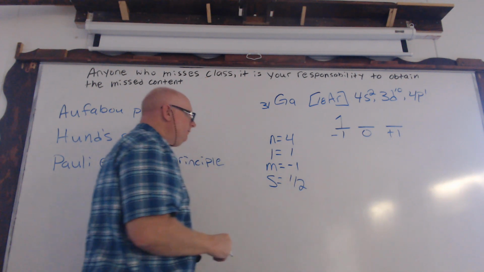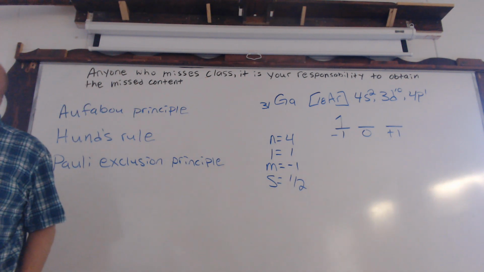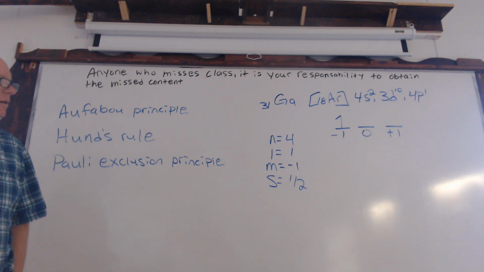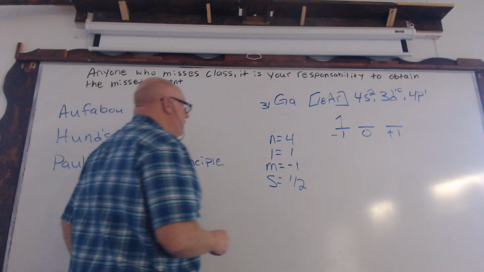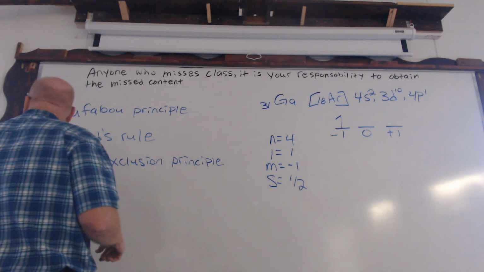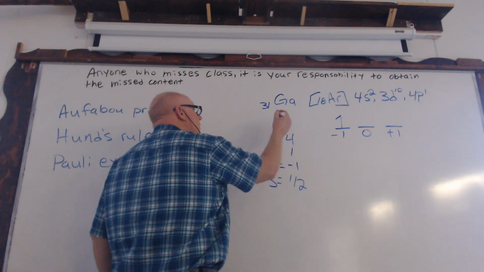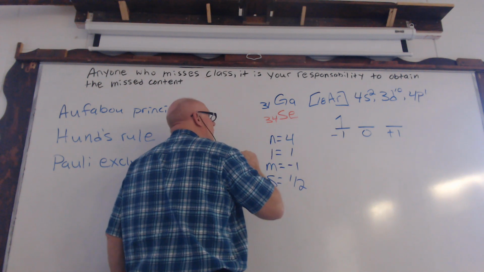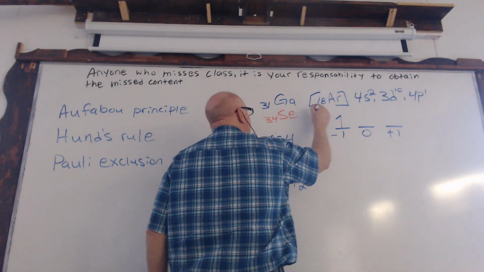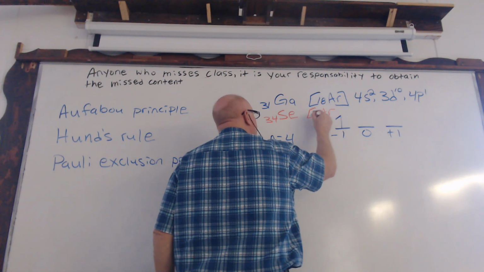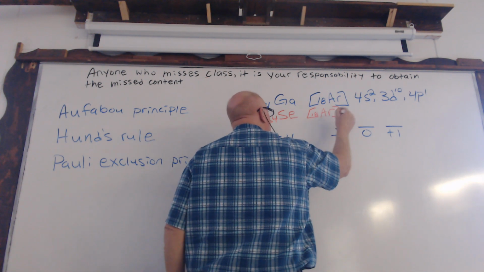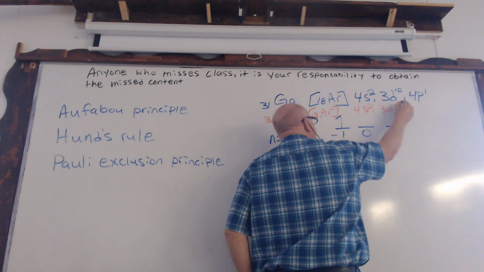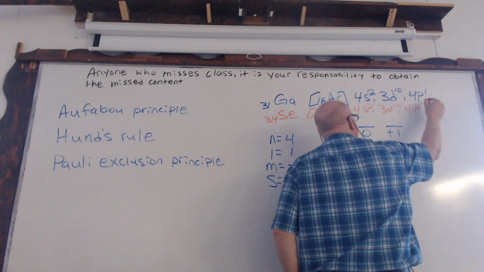Okay? So then I think the next one I said we would do is selenium. We don't have to totally reinvent the wheel here by starting over, because if we're going to do selenium, which is 34, it's going to look pretty similar to this. Already up to 18. 4p. So then we've got 4s2, 3d10, and 4p what? 4.